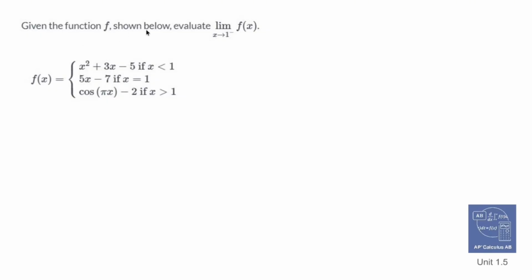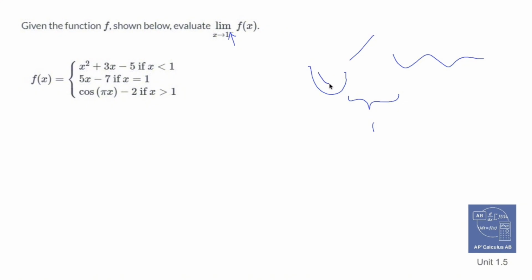Given the function f shown below, evaluate the limit as x approaches 1 from the left of f of x. Now what we have is a piecewise function. All right, we have some type of quadratic which turns into some type of linear function which turns into some type of cosine, and we don't know what anything looks like. But what we do know is that at 1, this is 1 right here, we have a dot, right? And from the left of it, we have a quadratic that turns into the dot.